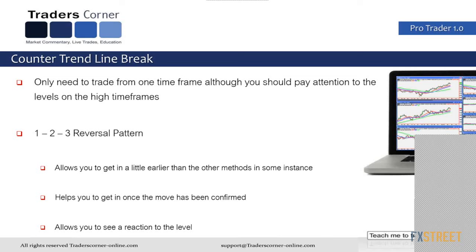And it helps you to get in once a move has been confirmed, and also see a reaction to the level. So notice we're not trading any of the levels blindly. So what is a counter trend line break? Well, very simply, you're looking for a trend. When a trend is in place, you draw a counter trend line, the opposite way to the trend, containing the price action for that particular movement. Once you contain the price action, you're then waiting for the market to break out above that level, and once it does that, that is your confirmation to enter.